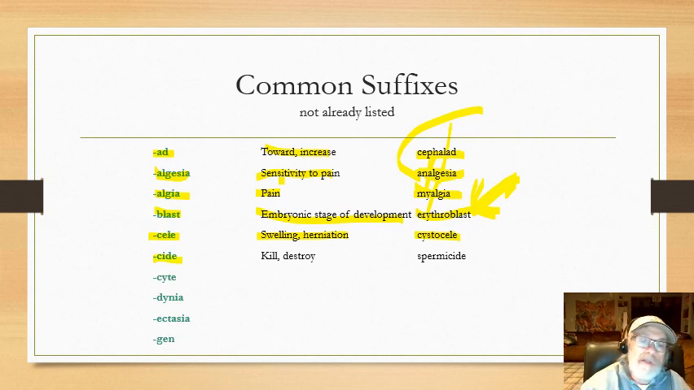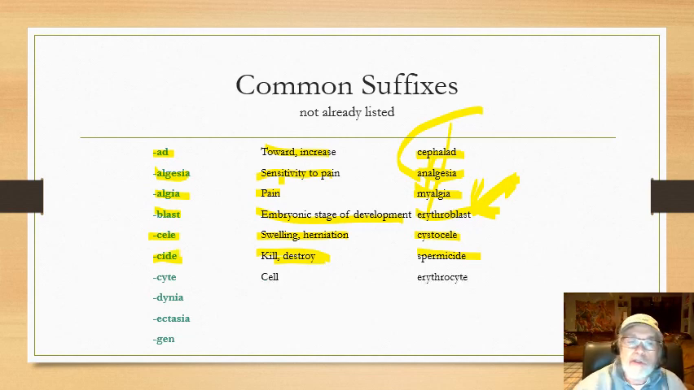Side means to kill or destroy. Spermicide means something that would kill spermatozoa. Bactericide would be what? Kills bacteria. Piece of cake. Homicide, kill people. Infanticide, killing a child. So side means to kill. Those are easy. That's an easy one to remember.